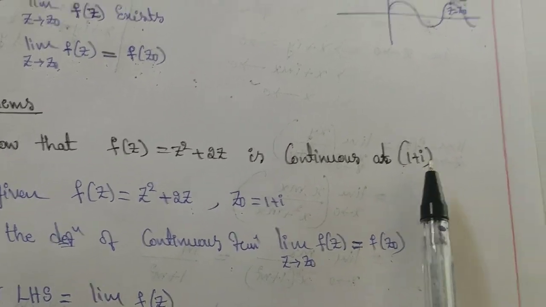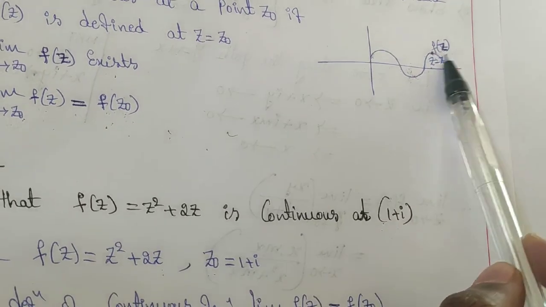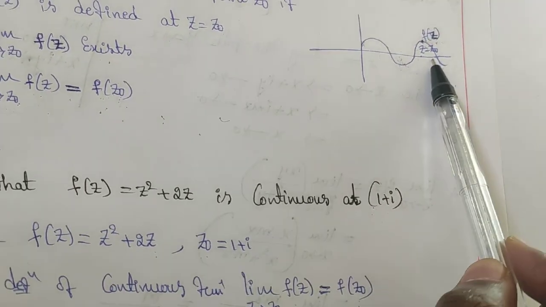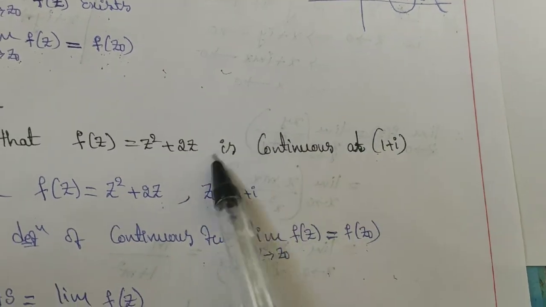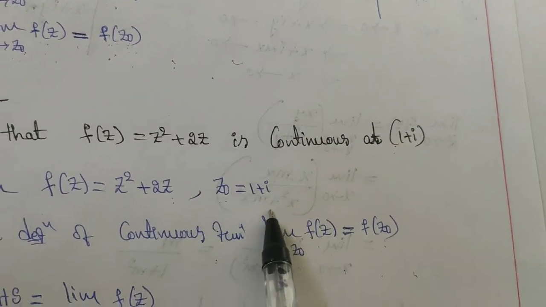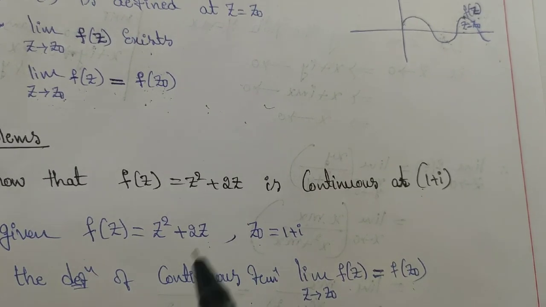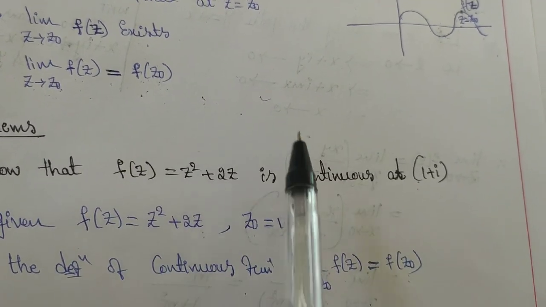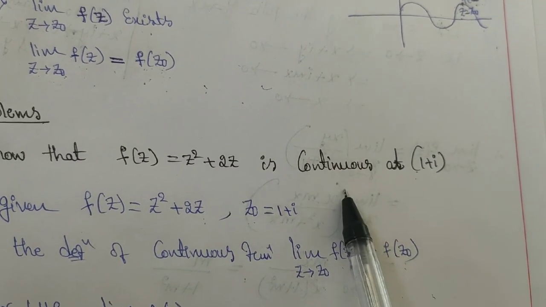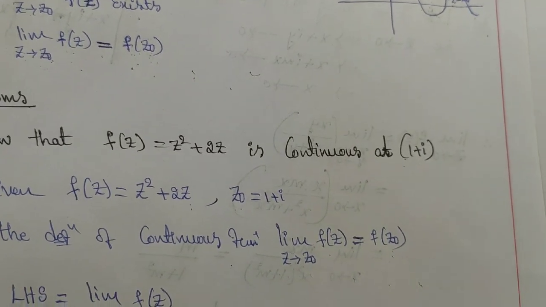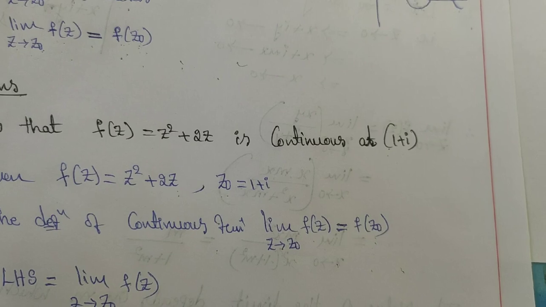I said already the function is defined at z0. That means the function is defined at what? At z0. That's why I wrote z0 is 1 plus i. Then what do we have to show here? The function should be continuous. We have to prove the function is continuous, so we have to write down the formula or definition of continuity.